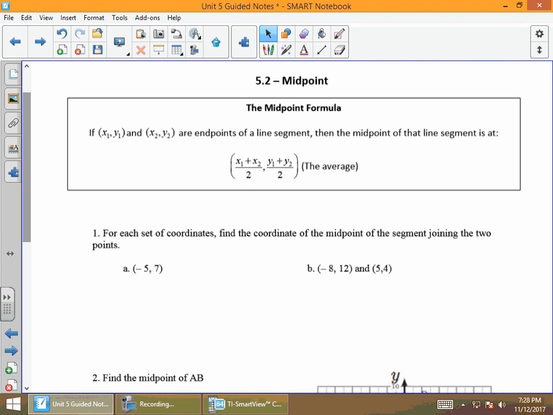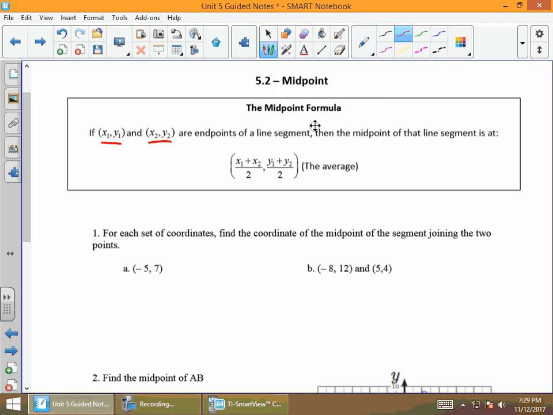And in order to find the midpoint, it's actually a super easy process. My first point will have the coordinates x1 and y1. My second point will have the coordinates x2 and y2. To find the midpoint, I just take my two x values, add them together, and then divide by 2. It's essentially just finding the average of those two x's. And then to find the y coordinate of the midpoint, I do the same thing with my y's. I add my two y's together and I divide by 2.